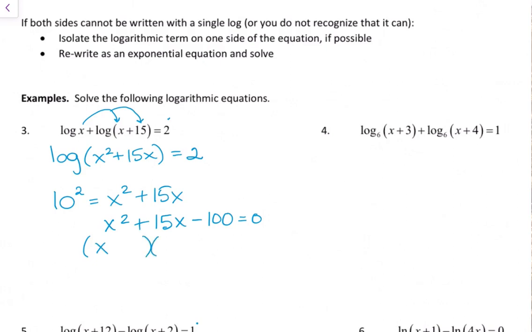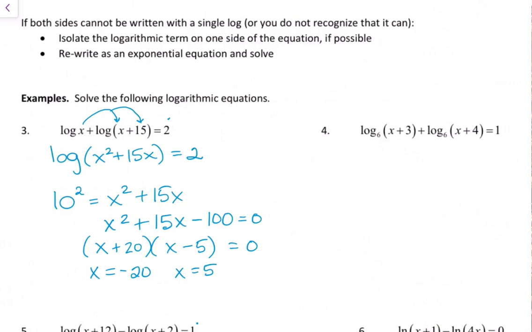So I've got x and x in the first term of my binomials, and I need two factors of 100 that differ by 15. The factors that would work would be a plus 20 and a minus 5. Their product is negative 100, and if you add them together, you get positive 15 for the middle term. So my two solutions are x equal to negative 20 and x equal to 5.